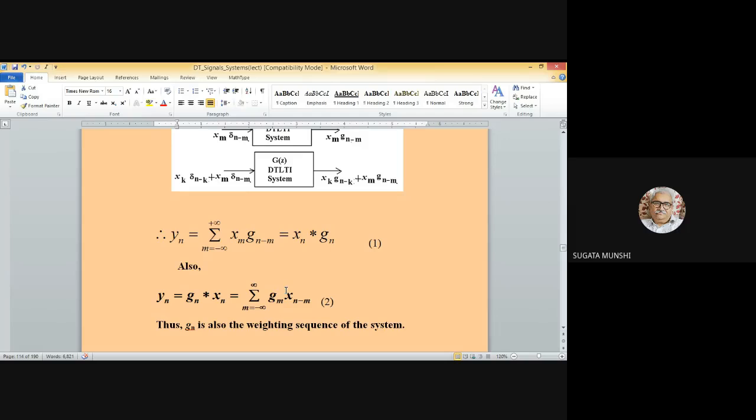And what are the weights that have been assigned to different input samples? g[m]. The weights are the samples of the impulse response. The samples of the impulse response serve as the weights. All right. So that's why another name for the impulse response sequence is the weighting sequence of the system.